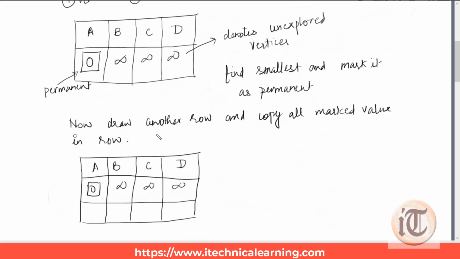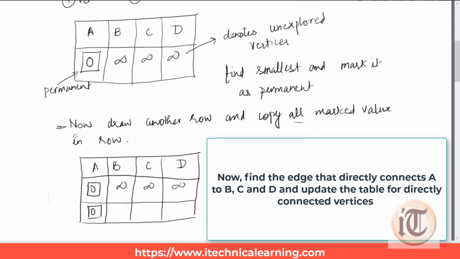Okay, now what it is saying is: draw another row and copy all the marked values in a row. So if 0 was marked, we'll copy the 0 in the new row. Okay, now as we are starting from A, the next step is... I'm writing this so that you can take your notes and remember the steps very easily.